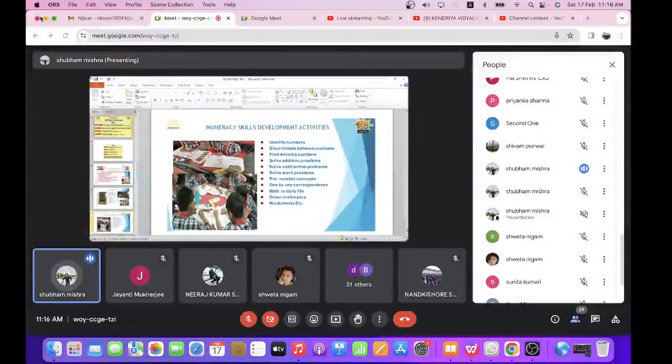And with the numeracy skill development activities, we do various kinds of activities like identifying numbers. हम बच्चों से identify करवाते हैं number, and we discriminate between numbers. Find missing numbers, like अगर हम एक नंबर के बीच में गैप रख दें, 1-3-5, तो हम बच्चों से पूछते हैं कि what will come after 1 and what will come before 3.